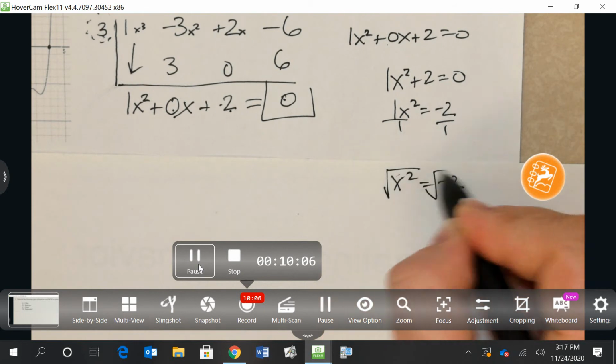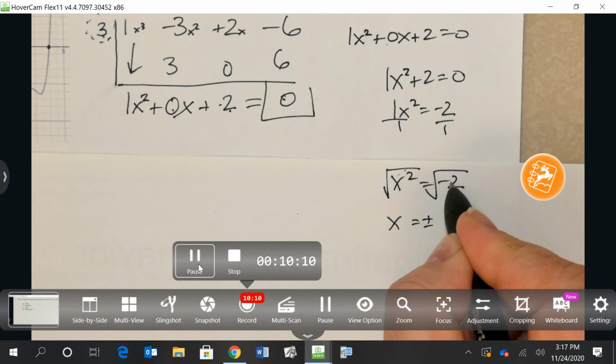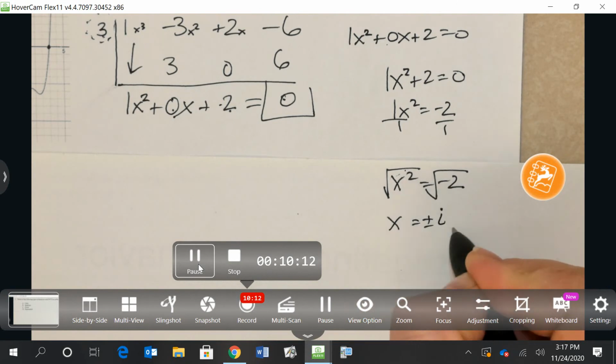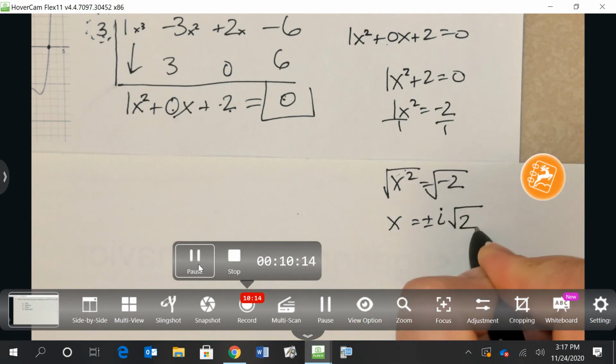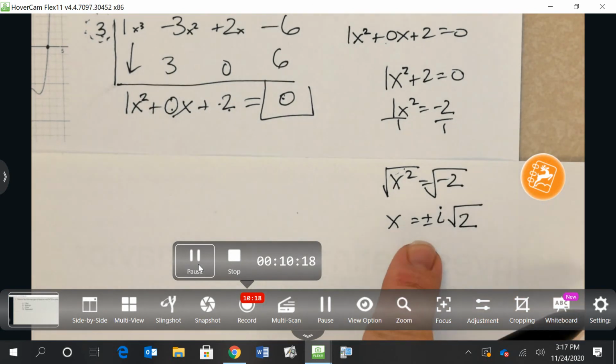Then I take the square root of it, and this gives me 2 answers. And you can't take the square root of a negative, so it sneaks up front and becomes an i. And then there's the square root of 2. Now the square root of 2 is not a perfect square, so that's what I have. Well, how do I write this?